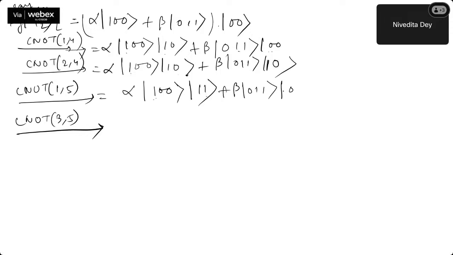It was 1, 0. So now your 1, 0 will become 1 and 5. 1 and 5, it will be as it is. No change. And then 3 and 5 means 3 and 5. So it will be 1, 1. Now you are getting it.